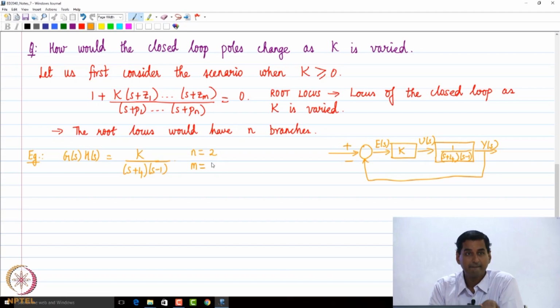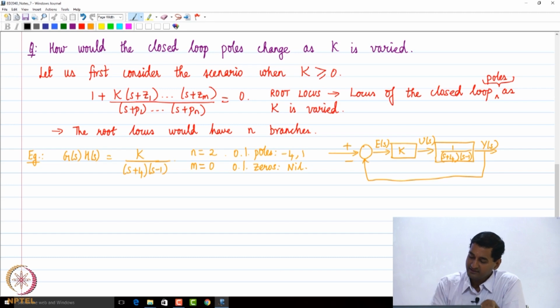What is the meaning of the locus? Locus of the closed loop poles, sorry, I missed the word poles. So n is going to be 2 here, m is going to be 0. The open loop poles are at -4 and 1, and there are no open loop zeros.